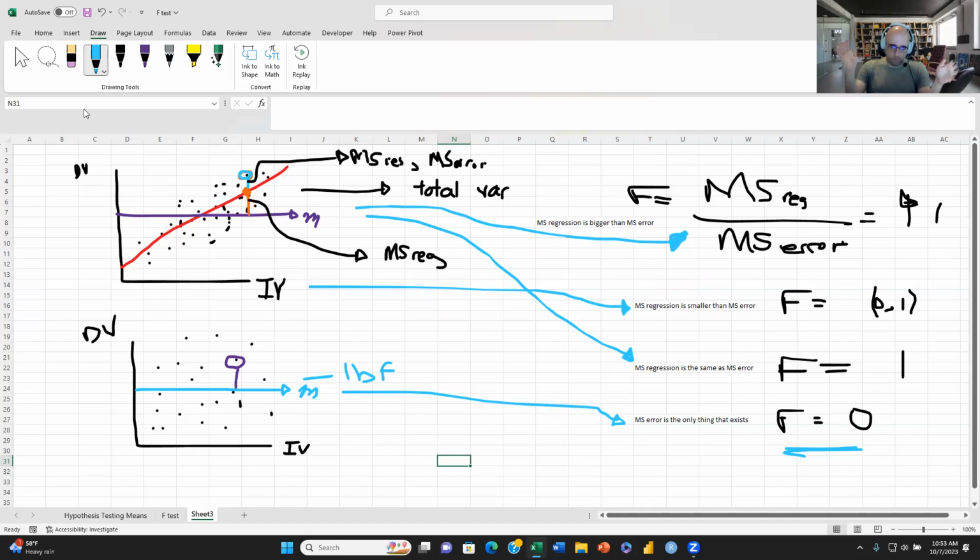So again, this is just a high level overview of the F-test with the express purpose of trying to give you an understanding of what's going on when you see it in the regression output.